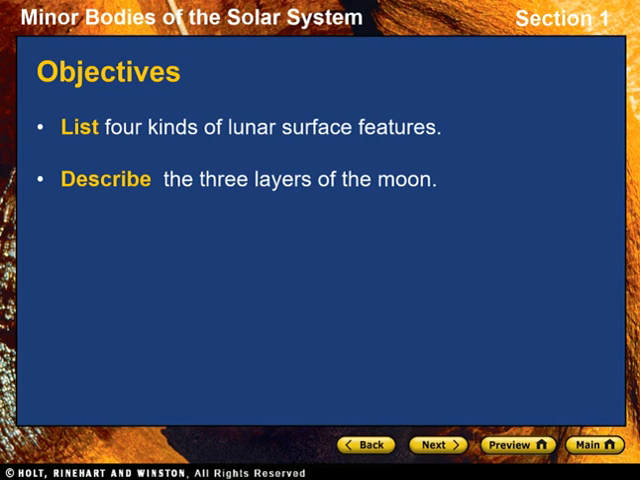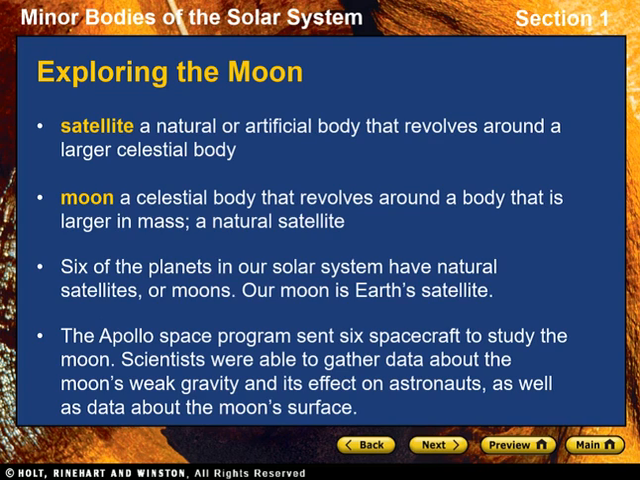At the end of this video, you should be able to list 4 kinds of lunar surface features and describe the 3 layers of the moon. Chapter 28, Section 1, Earth's Moon.